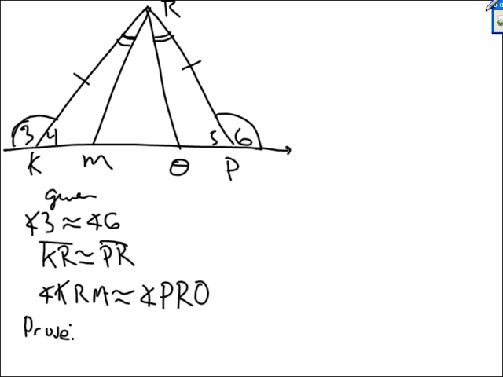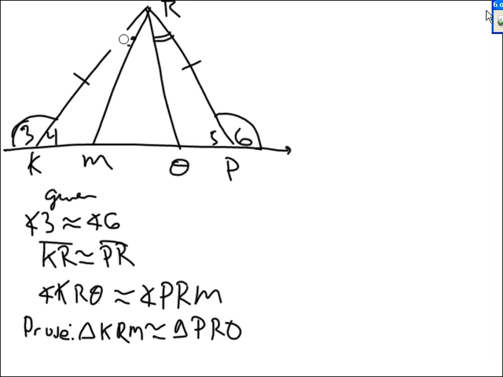And we're going to prove that triangle KRM, something's wrong here. Yeah, actually, KRO and PRM. KRO. We want to prove that triangle KRM is congruent to PRO. Okay, so let me remove this here. Alright, there it is. So now we're told that KR equals PR and angle KRO.